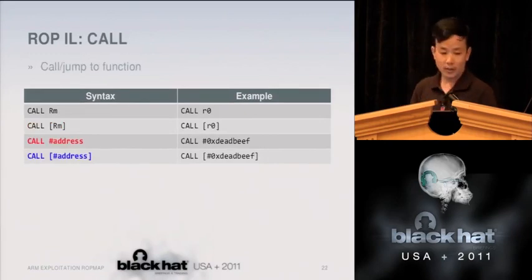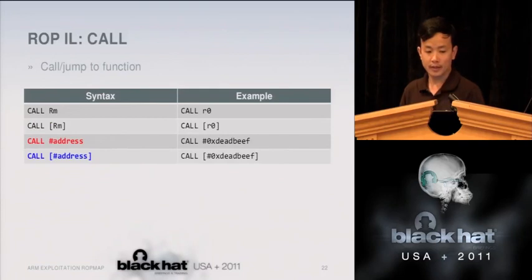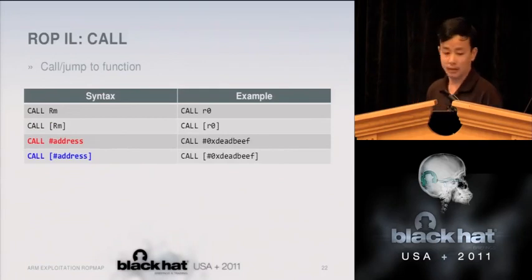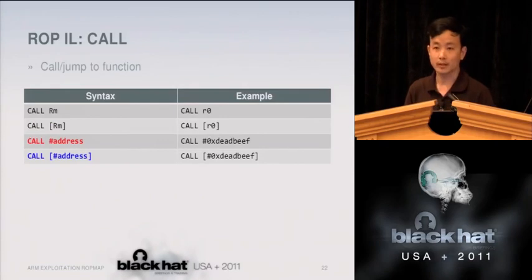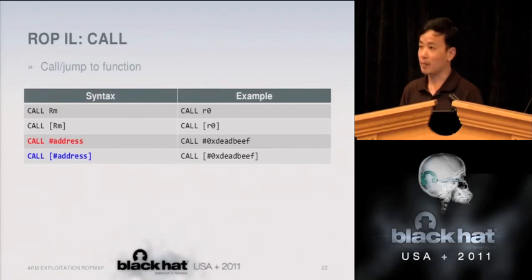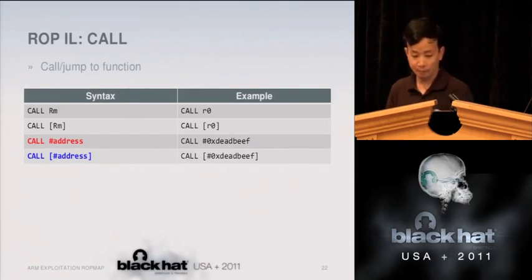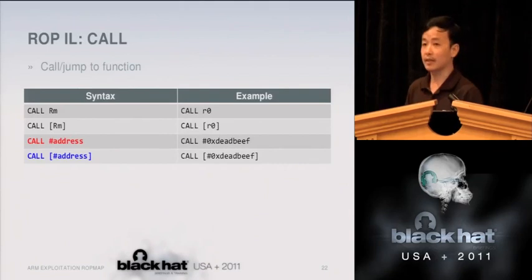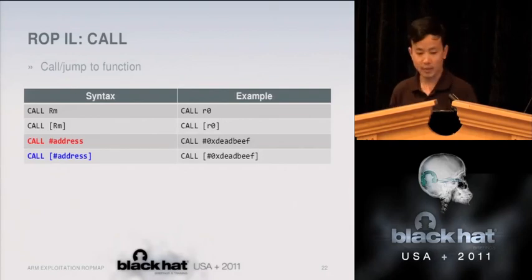A call instruction is the synonym for call or jump to a function. Here we can call by a register, like an indirect call to a register reference, call by an address, and call to a value referenced by an address, like when we call an entry in the GOT table, for example.